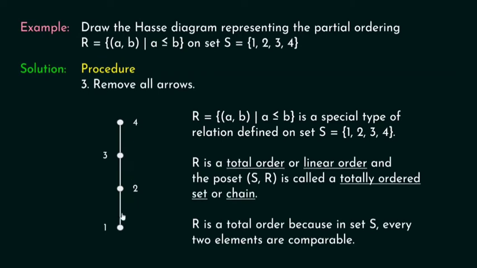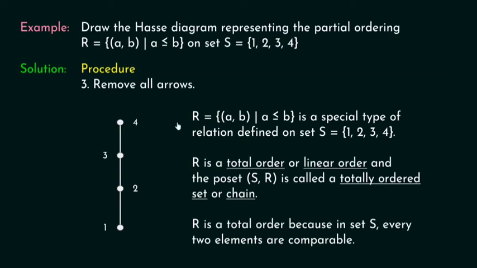Here 1 is related to 2, 2 is related to 3, 3 is related to 4. Obviously 2 is related to 4, 1 is related to 4. That is why this relation is called a total order or linear order. And this is nothing but a special type of partial order relation. In partial order, it is not mandatory that every two elements are comparable. That is why it is called a partial order, while this is a total order because every two elements are comparable.